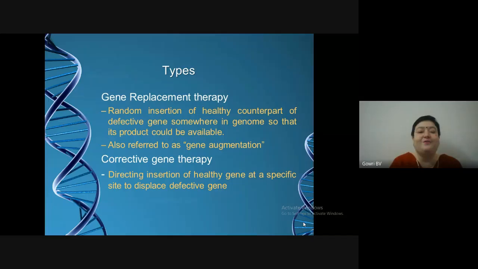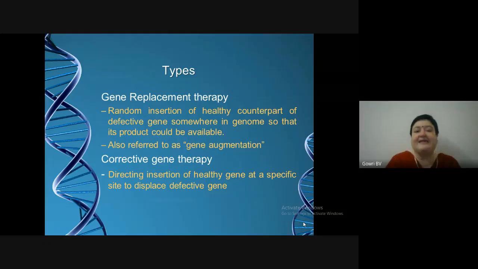On the other hand, we have corrective gene therapy: directing insertion of a healthy gene at a specific site to displace the defective gene. Imagine again you have a stretch of DNA molecule with a defective gene in the center. You remove the defective gene and replace it with the correct version in the same place. That type is called corrective gene therapy.